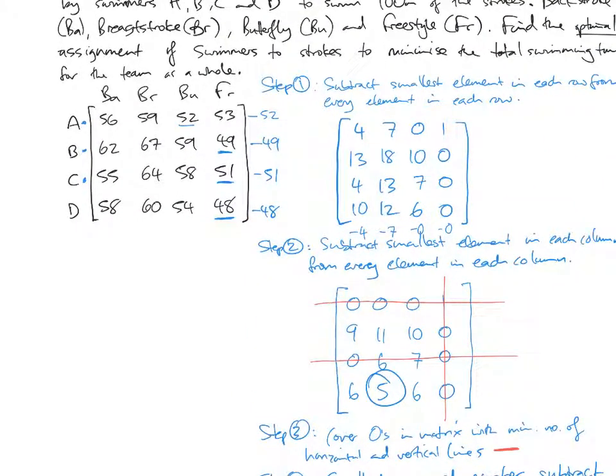That pattern of zeros is also the optimal solution in the original matrix, and you may remember back to our previous trial and error solution, we did find that the C swimmer should do backstroke, D swimmer should do breaststroke, the A swimmer should do butterfly, and the B swimmer should do freestyle, which is what we found, but this is, well, it should be a quicker method once you've gotten the hang of it, rather than doing trial and error.